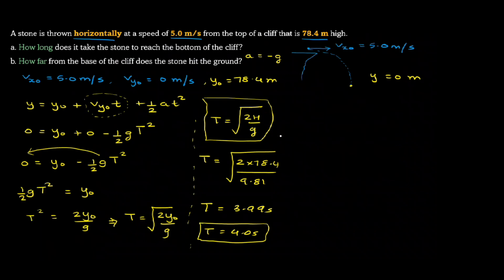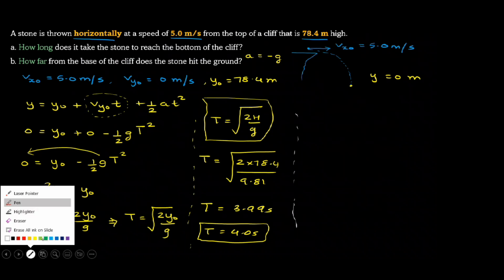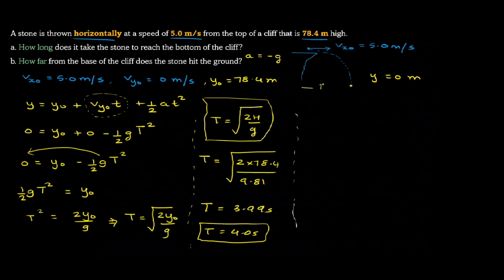In the next part of the question, we need to find how far from the base of the cliff the stone will hit the ground. That means we need to find the range R. So range R is given as the x component of velocity Vx0 times the total time of flight. Vx0 will remain the same throughout the motion. So I will write Vx0 as 5. Time of flight we just calculated as 4. That gives me my range to be 20 meter. So this is how far the stone will fall from the base of the cliff.